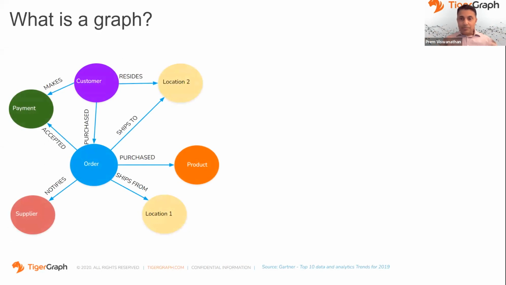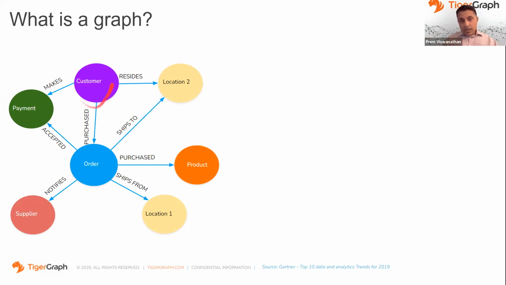So just to do a little bit of a level set, what is a graph? Let's start there and have some foundations from which we can build, right? I'm going to illustrate that by means of an example. If you look at this example here, you can see a customer is buying something, right? So you place an order, and the customer makes a payment. If there's an order, you notify a supplier. The order ships from location 1, it's going to location 2. Why? Because the customer resides in location 2.